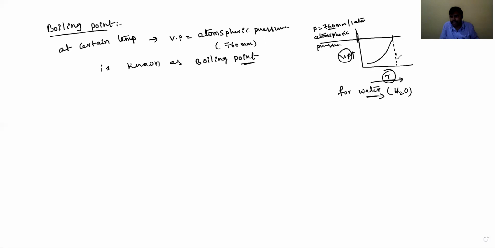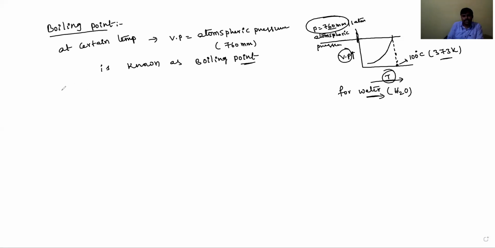Then the boiling point temperature, how much will it come, dear students? It is 100 degrees Celsius. 100 degrees Celsius means 373 Kelvin, that is 273 plus 100. So that is the boiling point of water. At that temperature, how much will the vapor pressure be, dear students? 760 mm of Hg, equal to atmospheric pressure, is known as the boiling point temperature.